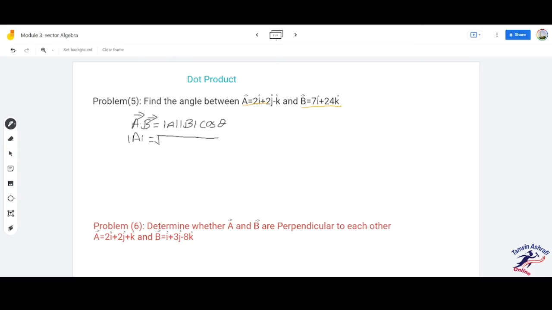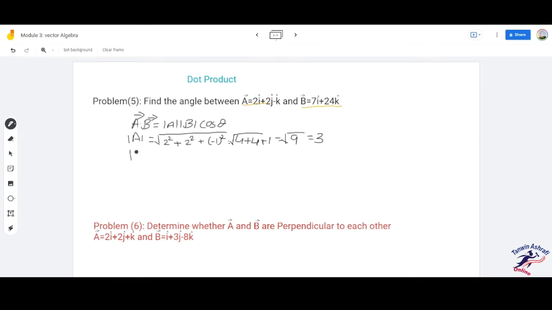It will be the square root of the x component squared. We had 2, so 2 squared, then the y component, that is 2, again squared, then we had minus 1, so plus minus 1 whole squared. That gives us the magnitude of A. That means the square root of 4 plus 4 plus 1, the square root of 9. That means we have a magnitude of 3 for A.